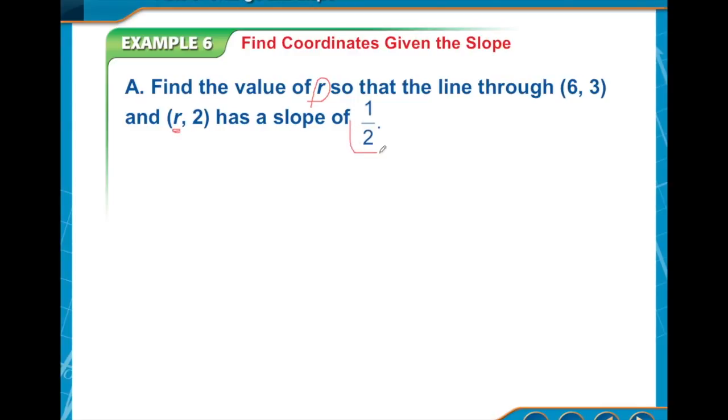given the slope. So in the other problems, they gave us the points. We had to find the slope. Now we're working the other way. They give us the slope. We're missing one of the values of our point.